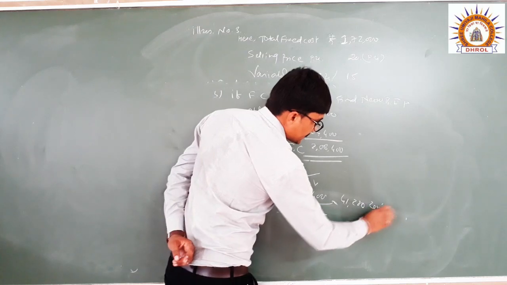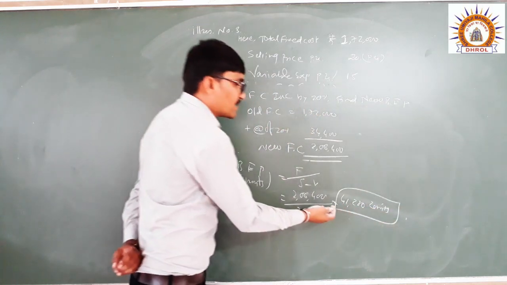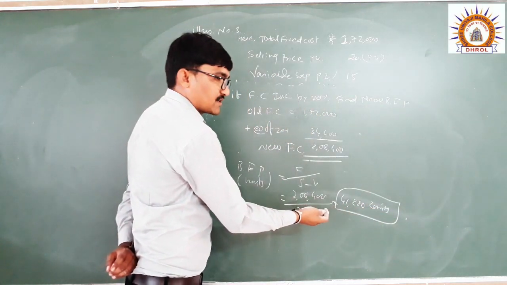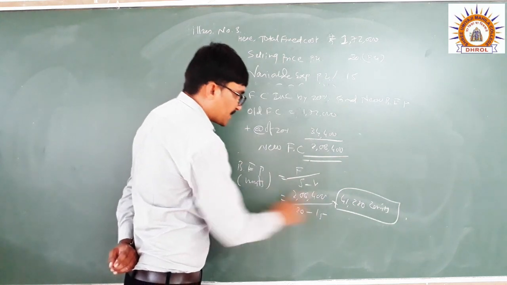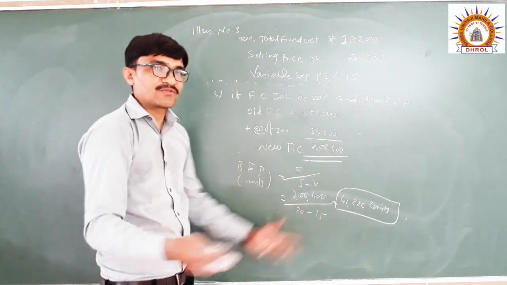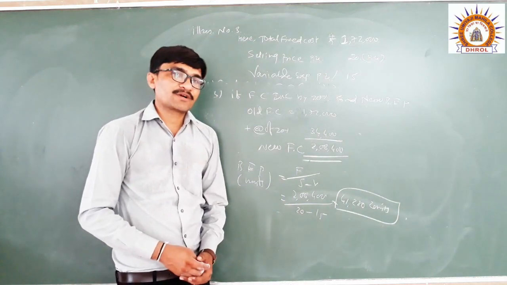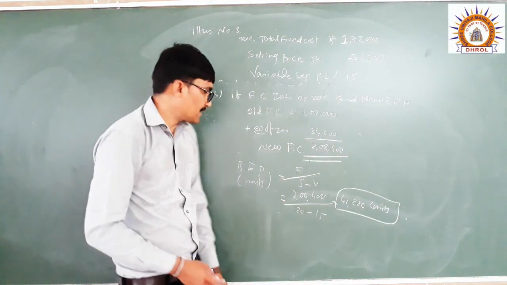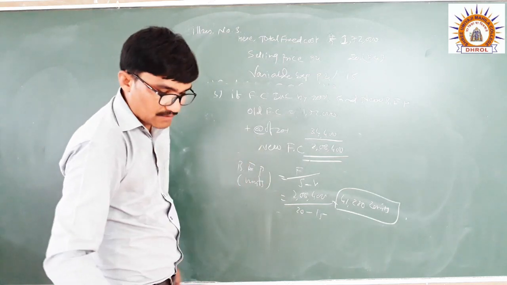41,280 units. You can also calculate in terms of rupees. Simple. BEP in terms of rupees is equal to 41,280 multiplied by selling price. Then you can easily calculate the break-even point in terms of rupees. Right? See, this is the third problem.